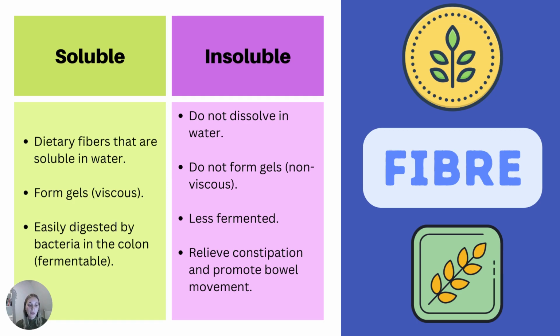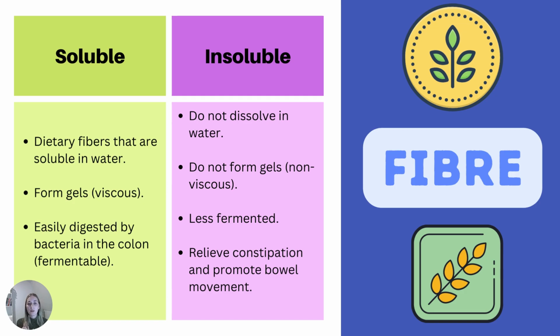Dietary fibers that are soluble in water are obviously soluble fibers, and they form viscous gels or like a gel-like substance within the bowel. Now, these soluble fibers can be easily digested by bacteria in the colon, so they're fermentable, which means they're going to produce gas. Soluble fiber gives the stool, so the feces, eventually, it gives it bulkiness, okay? And soluble fibers include your apples, bananas, barley, oats, and beans, particularly the skins of your apples and bananas and barley.